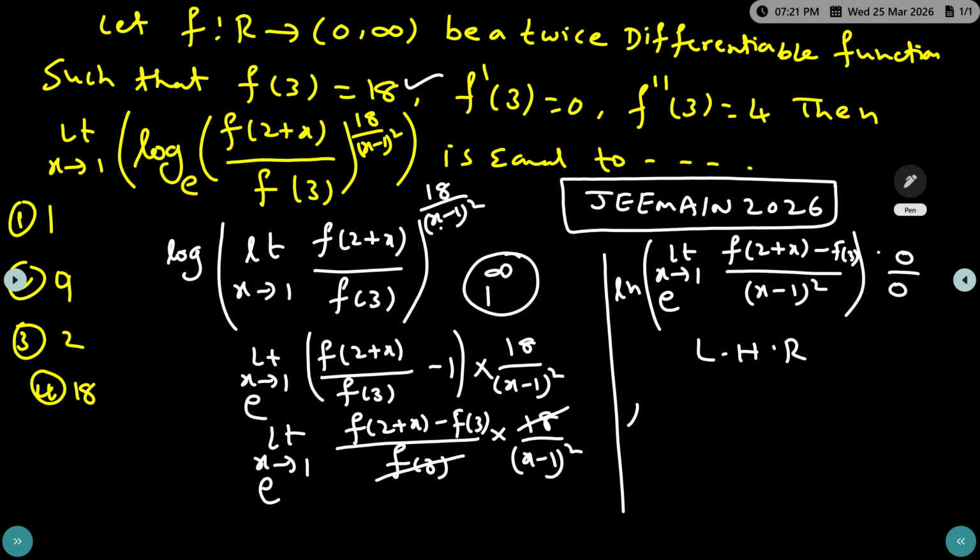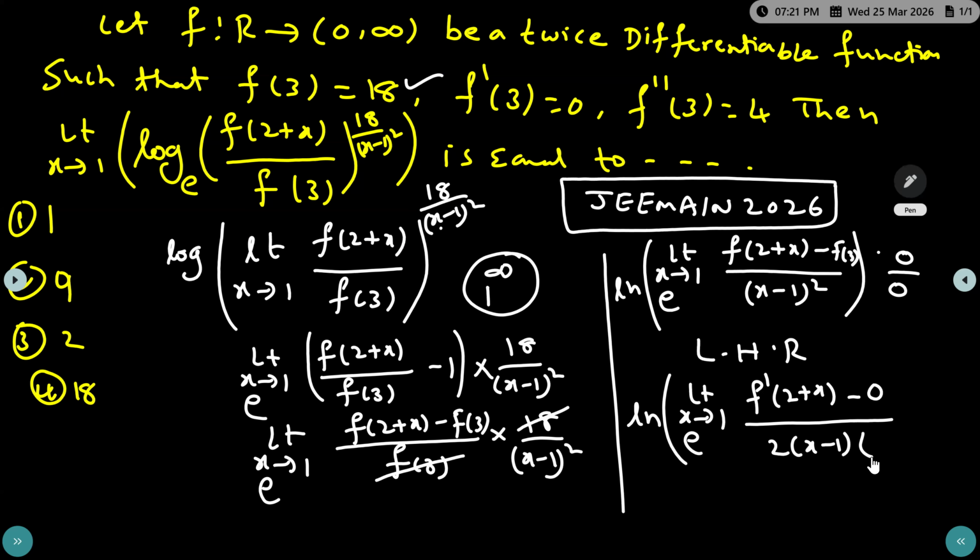That means simply differentiate. Limit x tends to 1. f of 2 plus x differentiates to f dash of 2 plus x, minus f of 3 is a constant, so it becomes 0. (x minus 1) whole square differentiation is 2 into (x minus 1) into the differentiation of x minus 1, which is 1 minus 0. Now this is equal to e power limit x tends to 1, f dash of 2 plus x by 2 into (x minus 1).